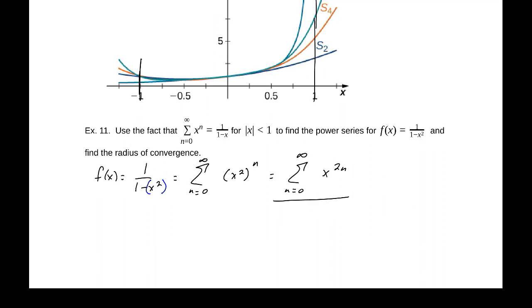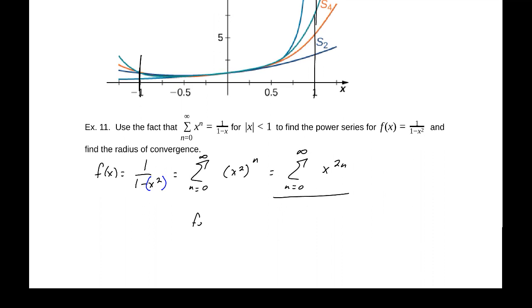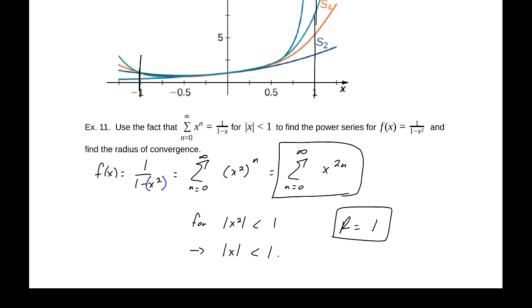But this is only valid for the absolute value of x squared being less than 1, which is equivalent to the absolute value of x being less than 1. So my radius of convergence is 1. There's my power series. Radius of convergence is 1.